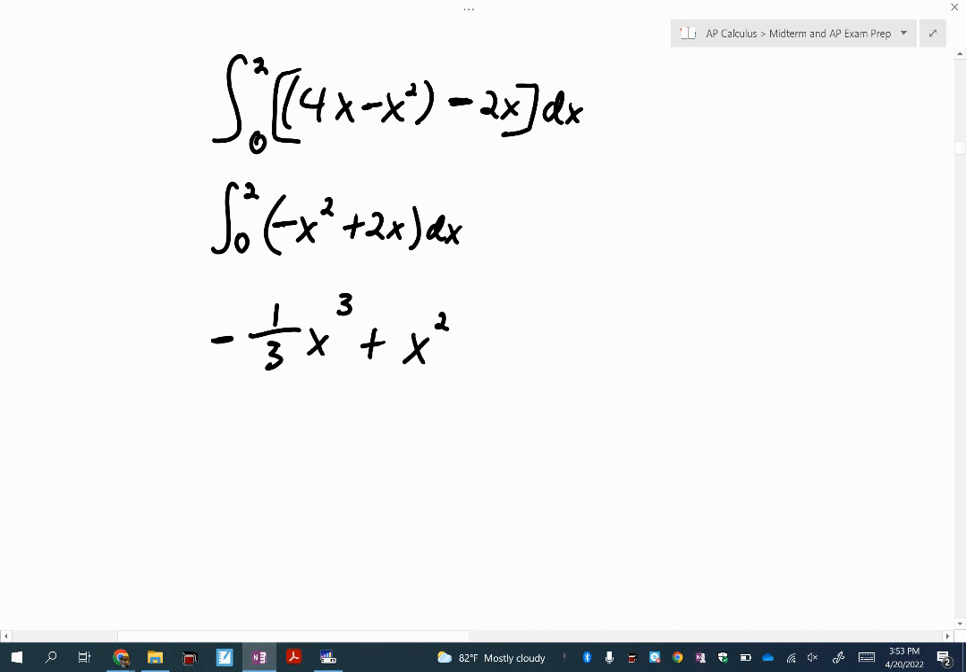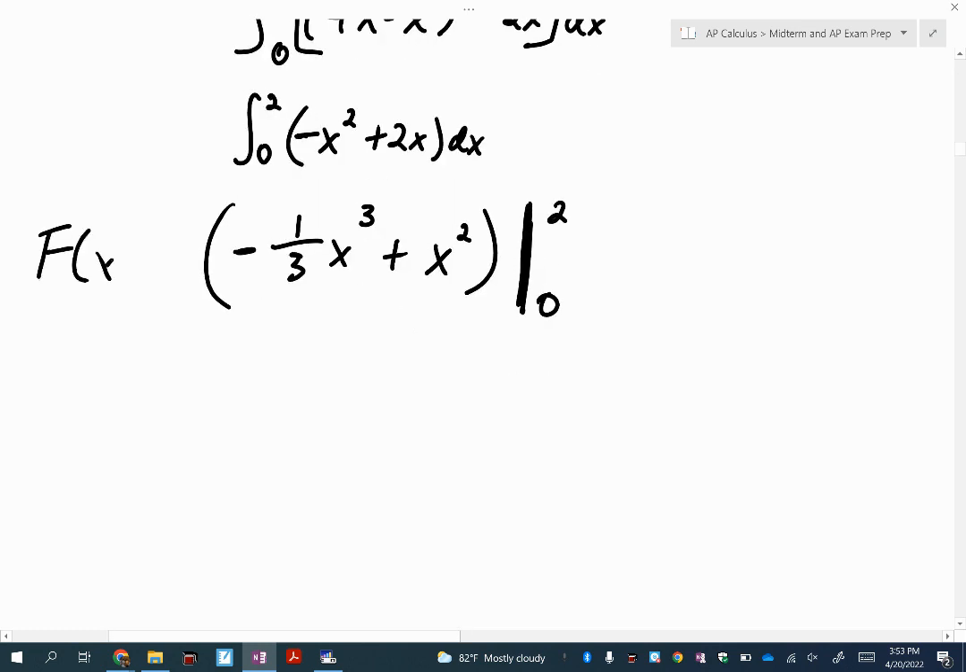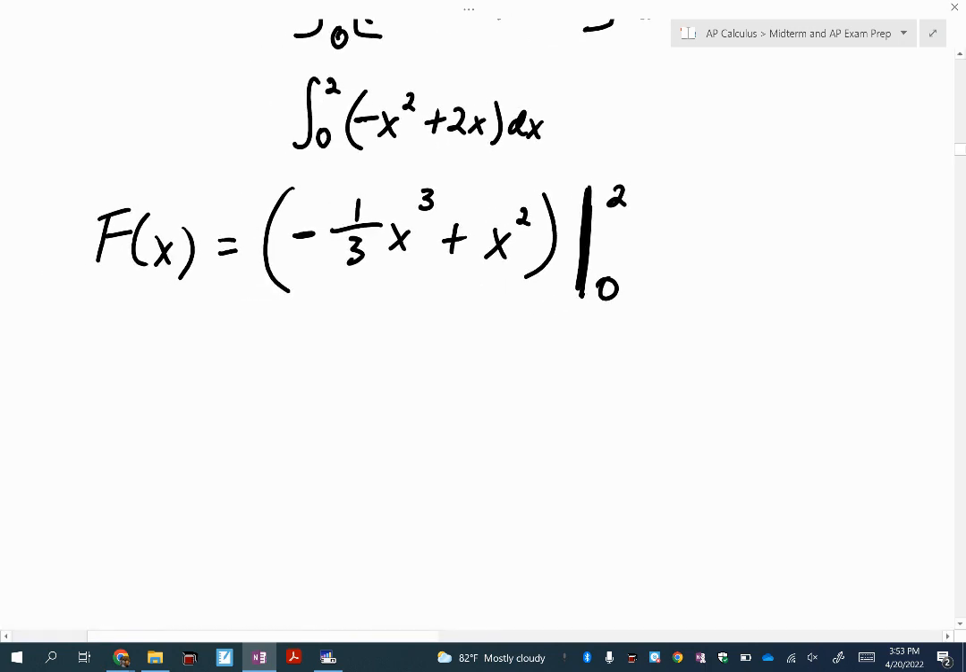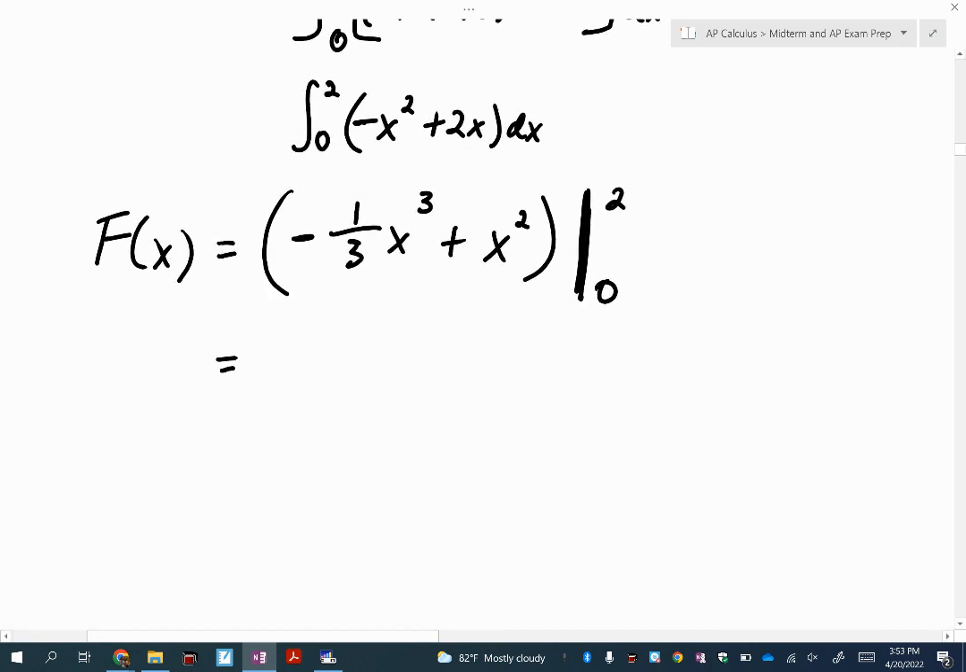All right? Then here's how you write the notation. Put in the parentheses. Remember that bar? All right, we need to evaluate this at 2 and at 0. If you remember, we used a capital letter F for this. That capital letter means what? It's the antiderivative of our function. So we're going to do F of 2 minus F of 0.